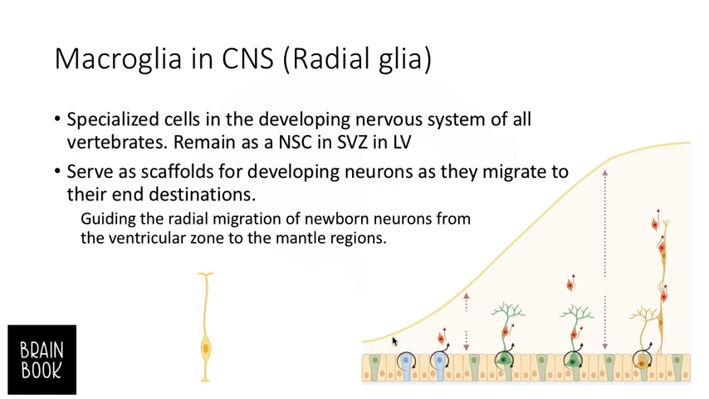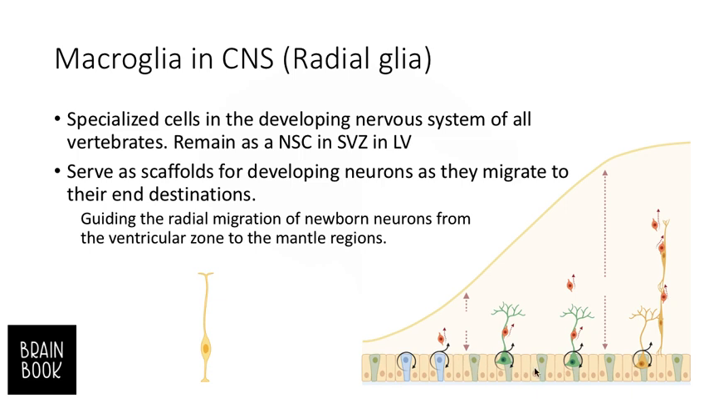There is a part of the lateral ventricle, the SVZ, or subventricular zone of the lateral ventricle, where our neural stem cells are placed. The radial glial cells are specialized cells in the developing nervous system of all vertebrates that are placed in the subventricular zone of the lateral ventricle, and they serve as scaffolds for developing neurons as they migrate to their end destination.